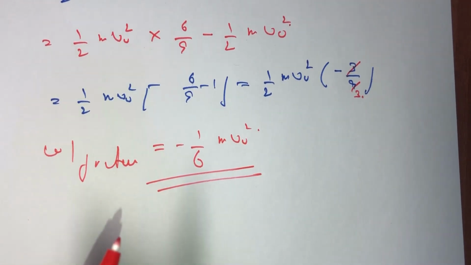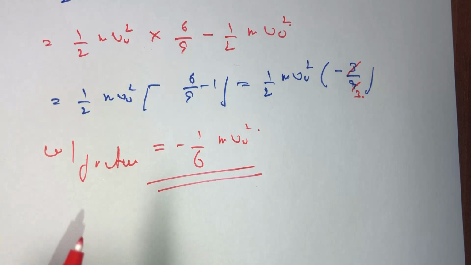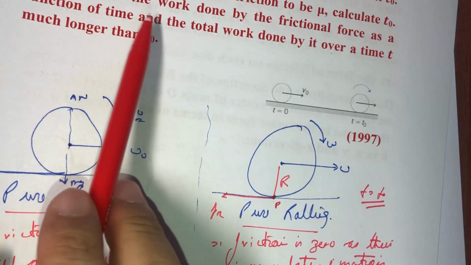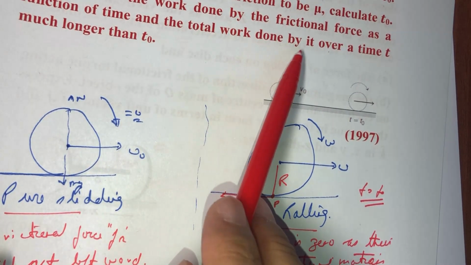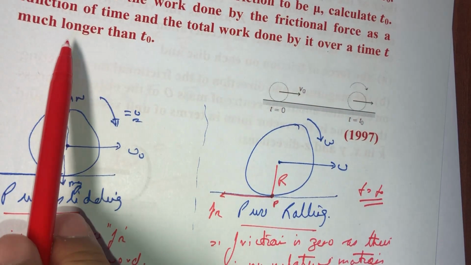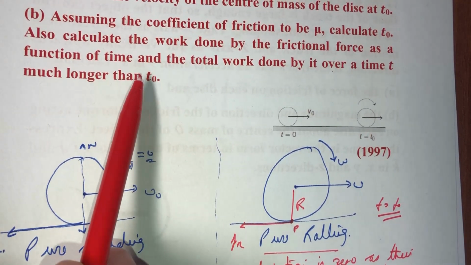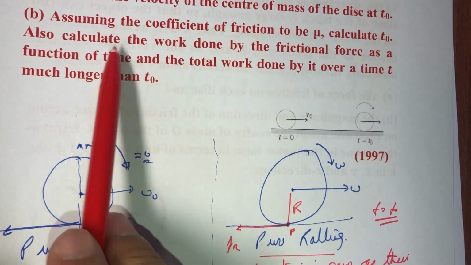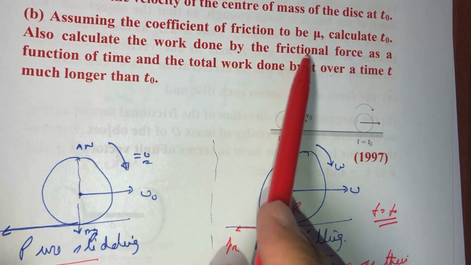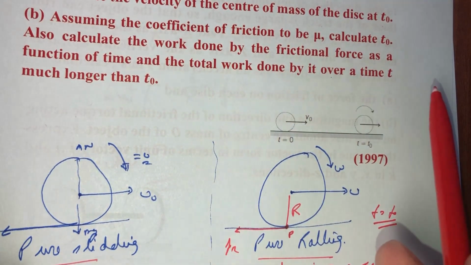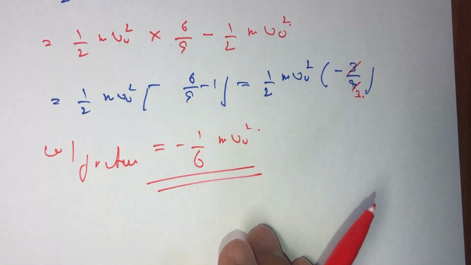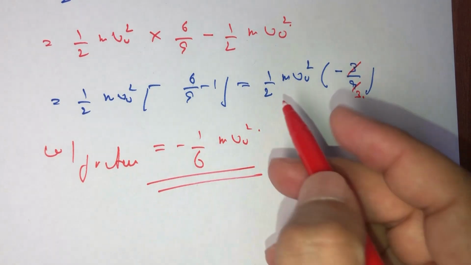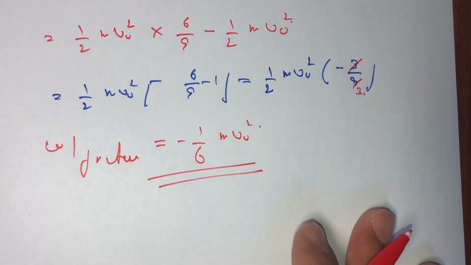So this is our B part, which says to calculate the work done by the frictional force as a function of time and the total work done by it over a time t which is much longer than t naught. We found out the work done as a function of time, and the total work done. So this completes the question. Thank you.